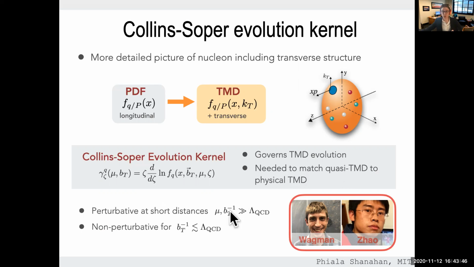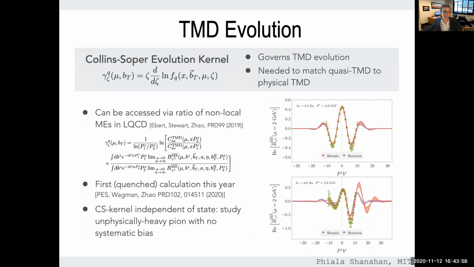And this quantity is perturbative at short distances, but it becomes non-perturbative at longer distances. And so, of course, that makes it a key target for the non-perturbative tools we have in lattice field theory. So it's been shown that you can access this Collins-Soper evolution kernel via a ratio of non-local matrix elements. And this is where I'm getting a bit technical for a physics colloquium. And some examples of these non-local matrix elements, these quasi-beam functions, are shown here on the right of the slide.